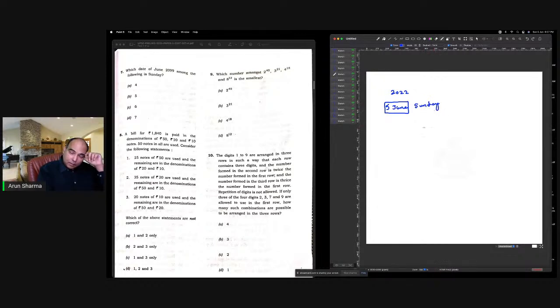Now what happens in calendars is 1 year later, 5th June would be a Monday, because you have 364 days elapsed plus 1 day. So you actually add a 365th day. And every time you cross a leap year during this, so 5th June to 5th June next year, 2023, you're going to have plus one on Sunday. Right? 5th June to 5th June 2023, you're going to have plus one on Sunday.